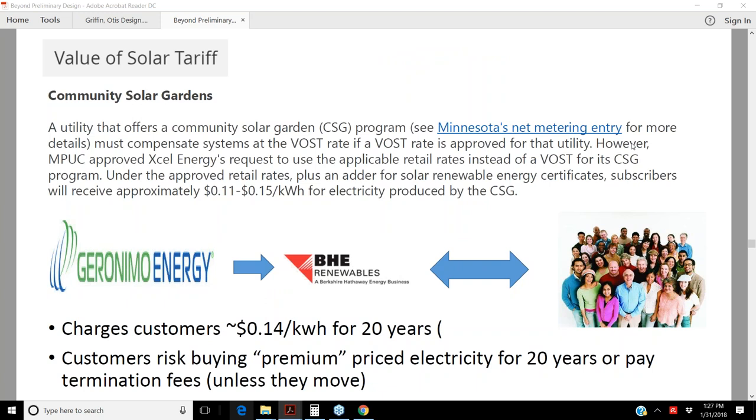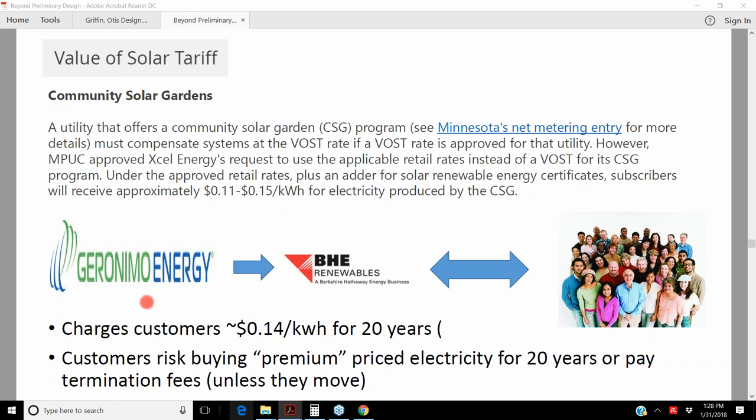Okay, so under the Minnesota value of solar tariff, utilities must compensate at the value of solar tariff rate if it's approved by the utility. However, Xcel can use retail rates instead of the value of solar tariff as long as there is an adder in addition to the retail rate for the solar renewable energy credit. So that's a little confusing, but just bear with me for a minute.